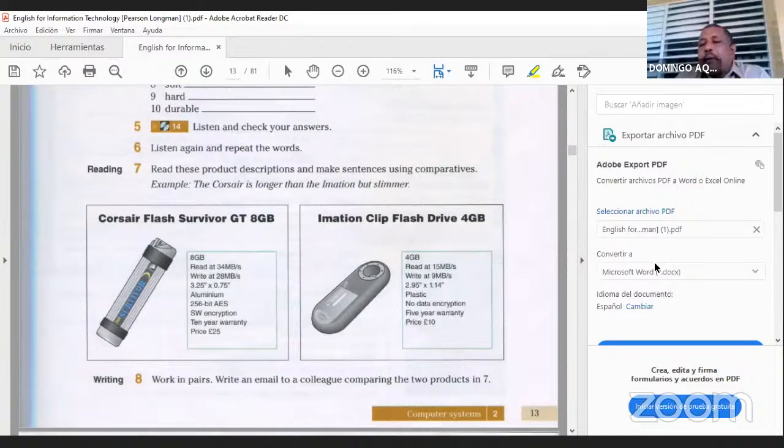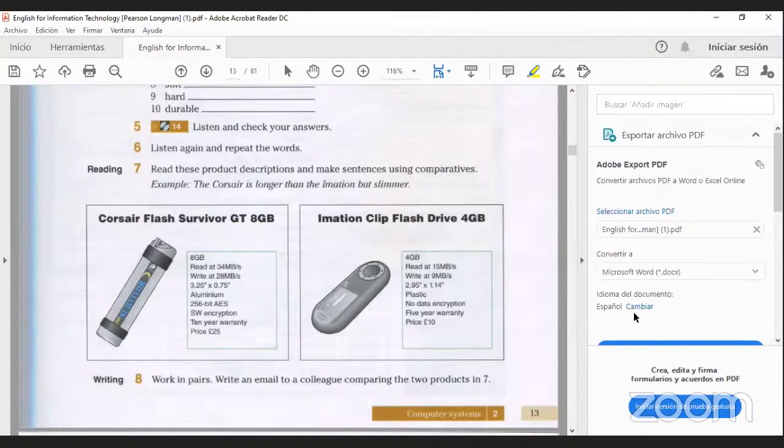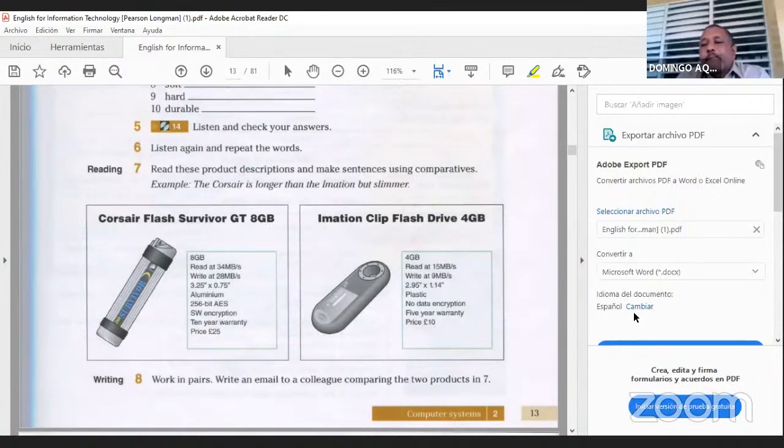Okay, Emmanuel, could you make one with the third characteristic? Write 28 megabyte per second, write 9 megabyte per second. Repeat, teacher. Emmanuel, are you connected? Okay, could you make the example, Emmanuel?